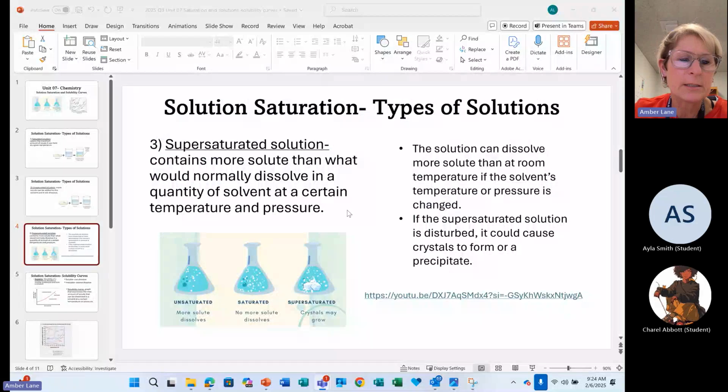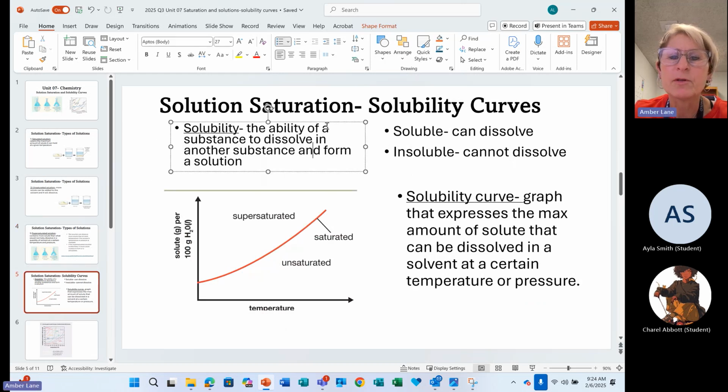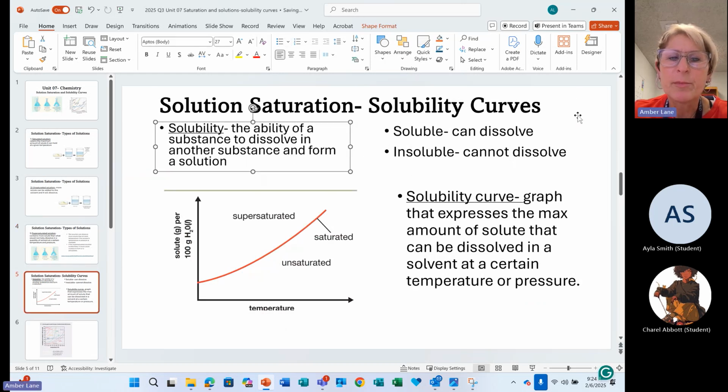Let's look at solubility curves and how to do some of those problems, because those are a little hairy, but not too bad. Okay, so first of all, just a reminder, solubility is the ability of something to dissolve in something else. So something could be soluble or insoluble. For instance, sugar is soluble in water, oil is insoluble in water. So soluble can dissolve, insoluble cannot dissolve.